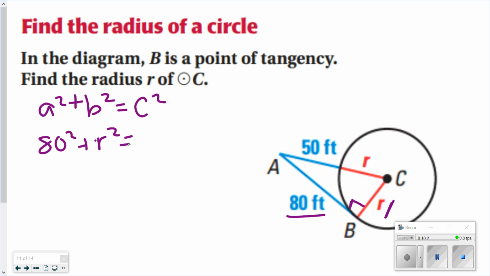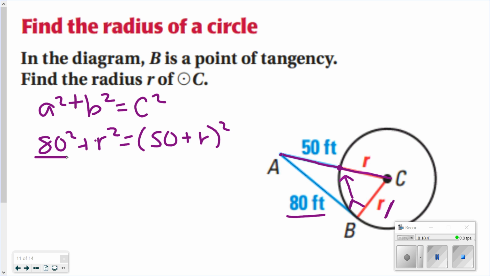Now this is where we have to be a little bit careful. So if I look at my hypotenuse, I see that it's made up of 50 from point A to the outside of the circle, and then r from the point outside the circle to the center. So when I write this, I need to write it as 50 plus r, and I am squaring that. Okay? All right, so let's simplify what we know.